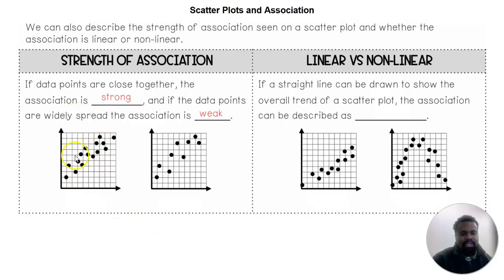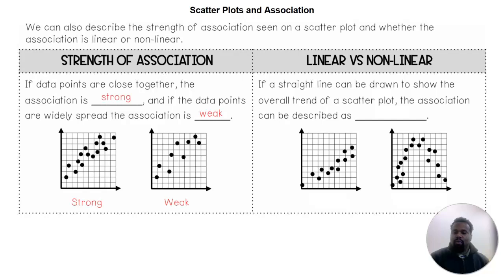So you see these points right here, they're closer together. This is more of a strong association. These are more spread out, so these are more of a weak association. When you think about linear versus nonlinear, think about linear equations and linear functions that we've been working with. So if our scatter plots kind of form a line, when they cluster together and they're trying to form a line, it's going to be a linear function.